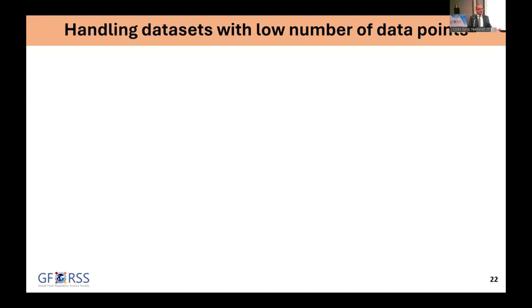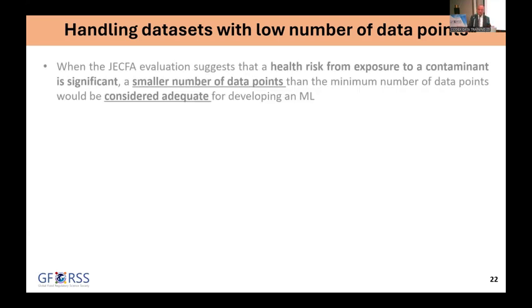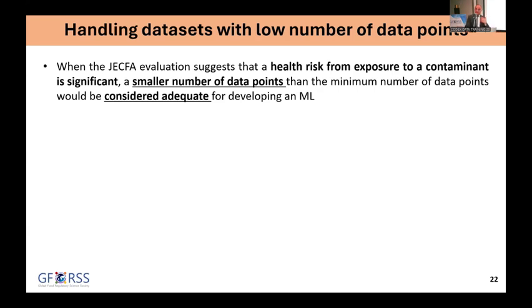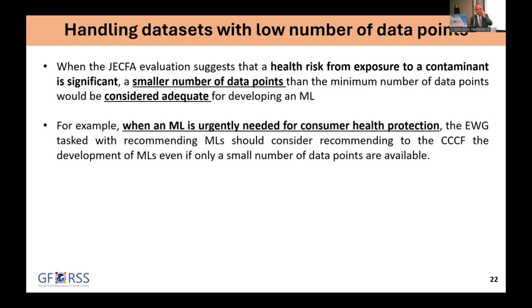If we don't have 59, what should we do? So to handle data sets with a lower number of data points, in general, when the JECFA evaluation suggests that a health risk from exposure to a contaminant is significant, we can accept a smaller number of data points than the minimum number that we mentioned here. So when tackling a significant health risk, we can compromise with a lower number of data points.